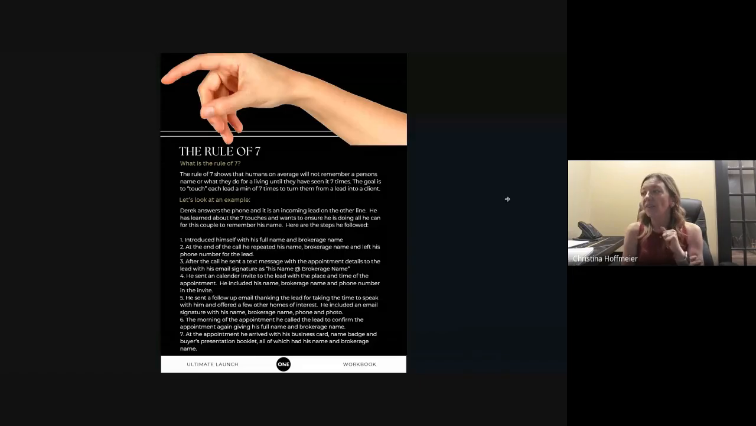Then touch number 5, he sends a follow-up email thanking the lead for taking the time to speak with him and offering a few other homes of interest. He includes an email signature with what? His name, his brokerage information, and his telephone number. Number 6, the morning of the appointment, he calls the lead to confirm the appointment, again giving his full name and brokerage name. So the morning of the appointment, hi, this is Christina Hoffmeyer over at Realty One Group Ultimate.